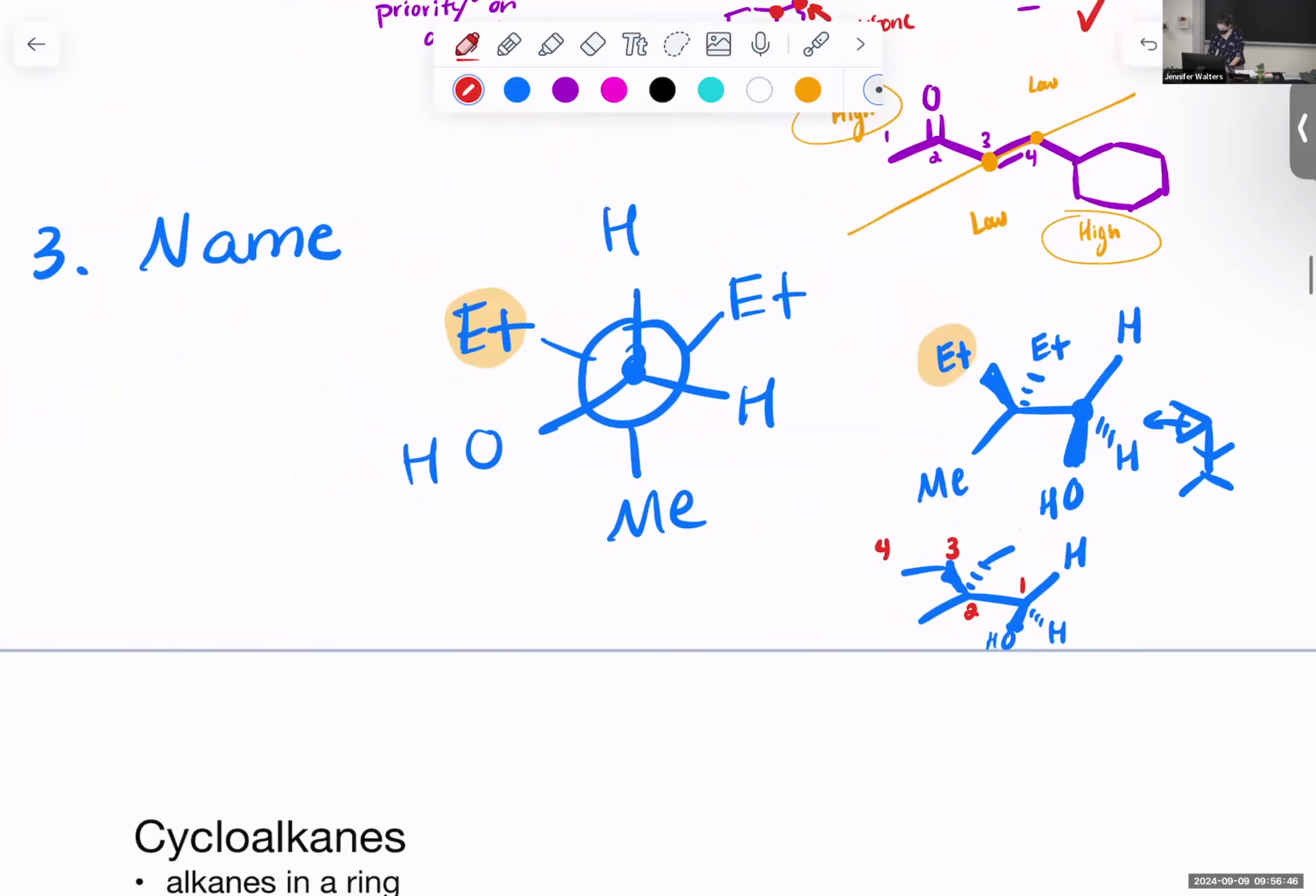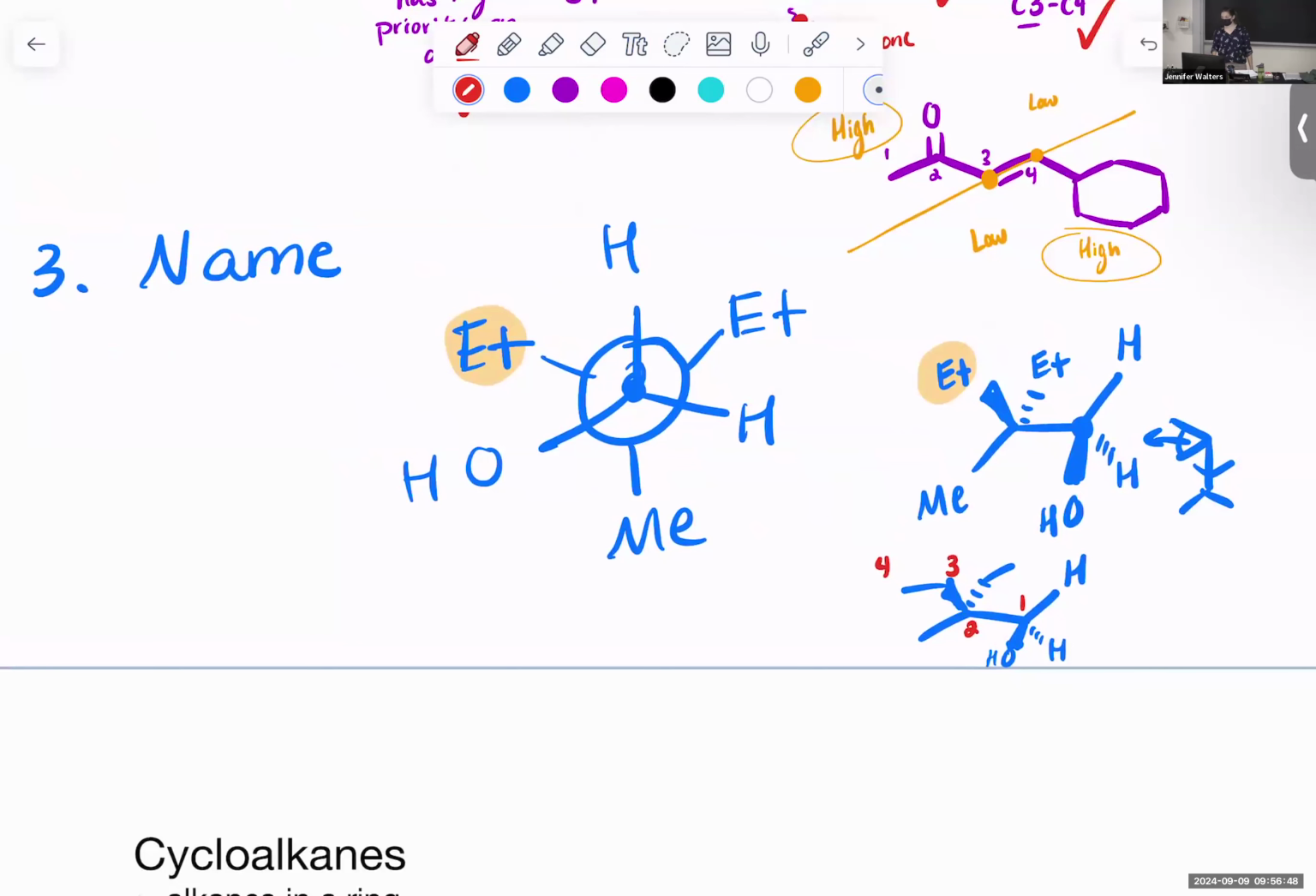So that means that my backbone is how many carbons? 4. So what is my root? Bute. What is my parent functional group? Alkane, because it's all single bonds between my backbone. What suffix do I use for my primary functional group? -ol for the alcohol. And again, the 1 can be assumed.